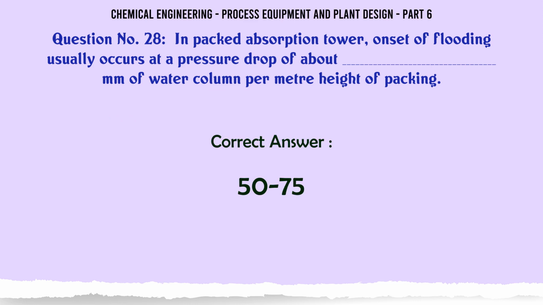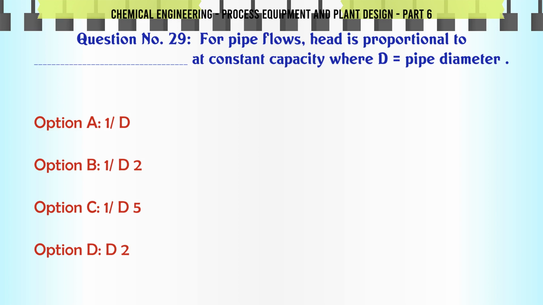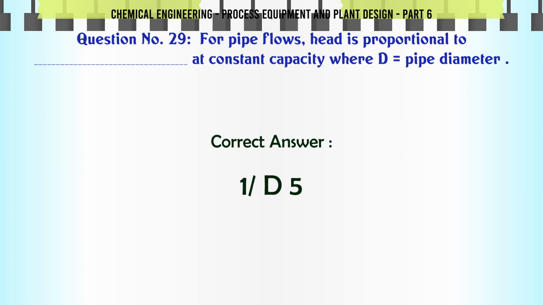50-75. For pipe flow, head is proportional to blank at constant capacity, where D is pipe diameter. A. 1/D, B. 1/D^2, C. 1/D^5, D. D^2. The correct answer is 1/D^5.